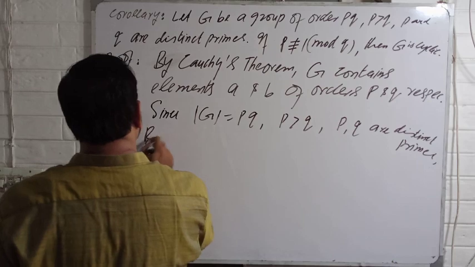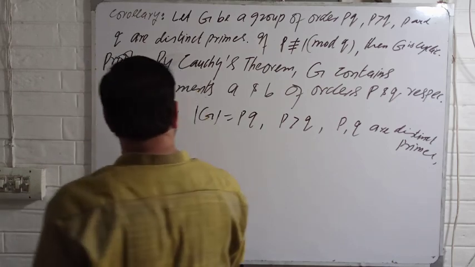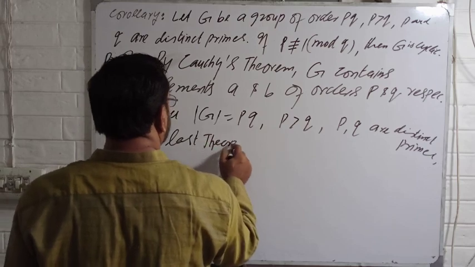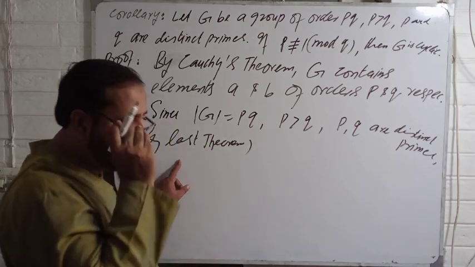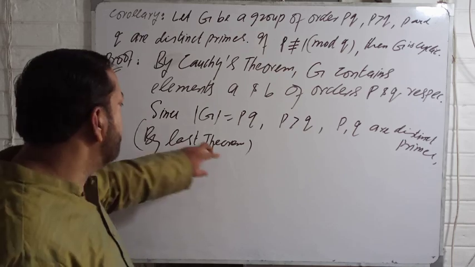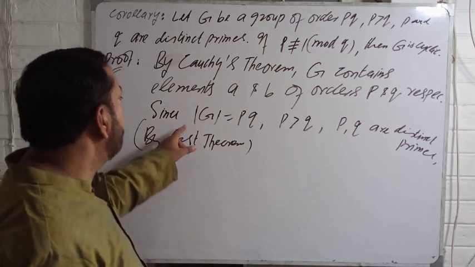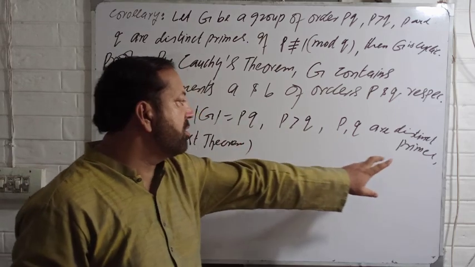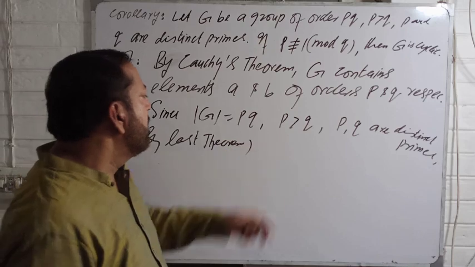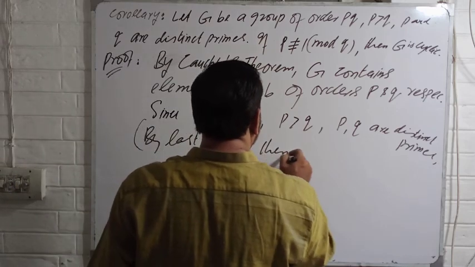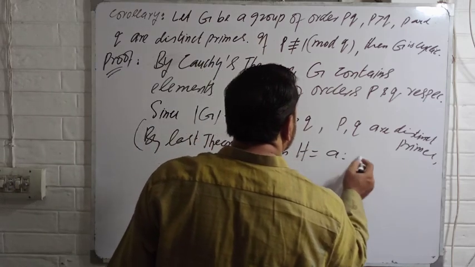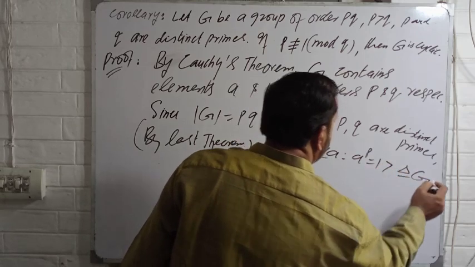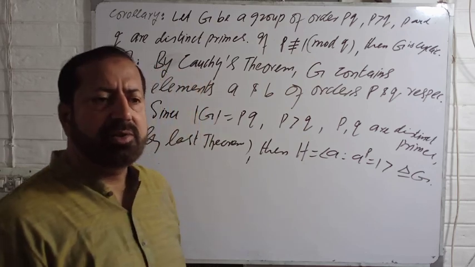So by last theorem, you can see this theorem. You will not write this in the proof, but you know that if order of G is PQ, P is greater than Q, and P, Q are distinct primes, then H equal to the set of A such that A power P is equal to 1 is normal in G. See my last lecture.